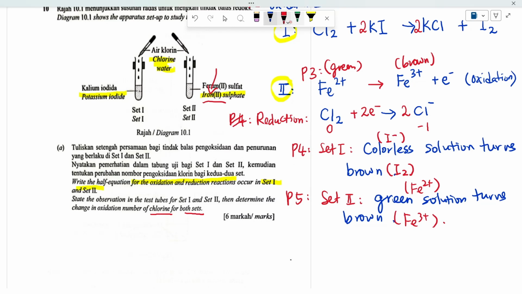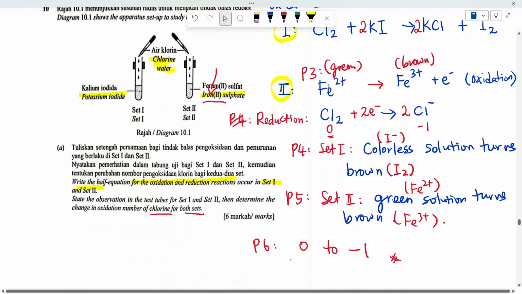Now point number 6. Change of the oxidation number for chlorine. So it'll be the same, right? From 0 to -1. So all 6 marks. Okay, any question?